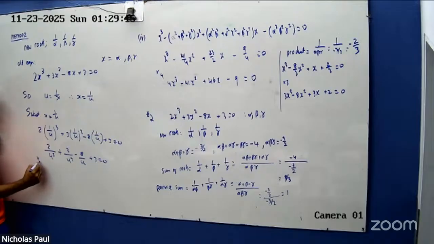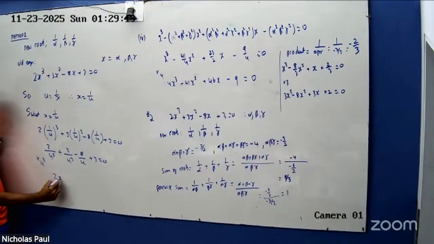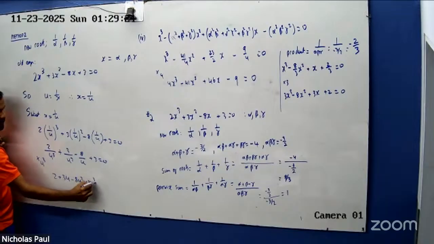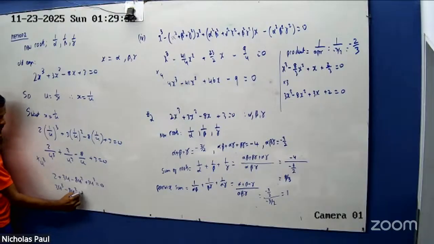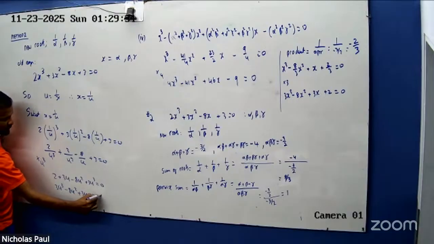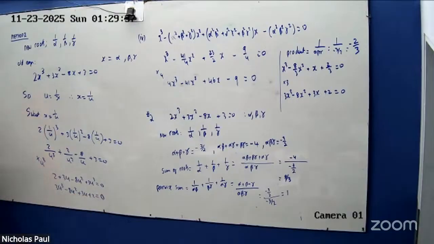Of course, our equation doesn't look like that. So what I'm going to do is multiply everything by u cubed. So I'll end up with 2 plus 3u minus 8u squared plus 3u cubed. If I rearrange, I'll get 3u cubed minus 8u squared plus 3u plus 2 is 0. Same thing? Same thing. Right? That's our new equation. Okay? Of course, you can just write it in terms of x, right?